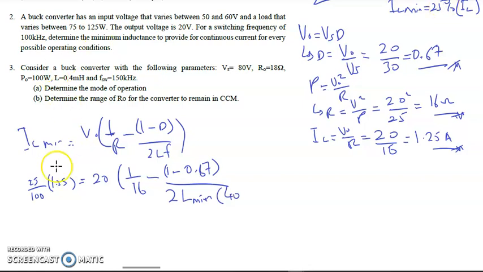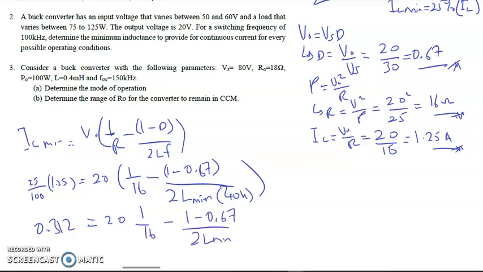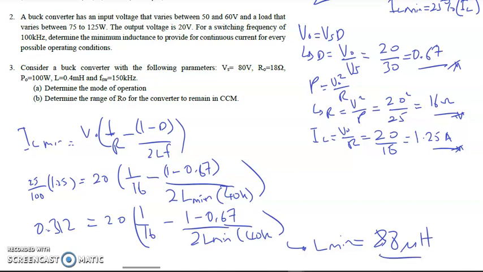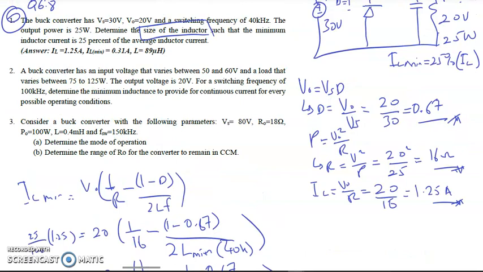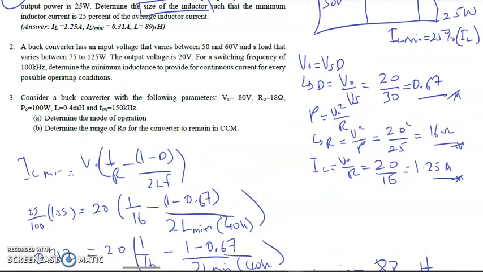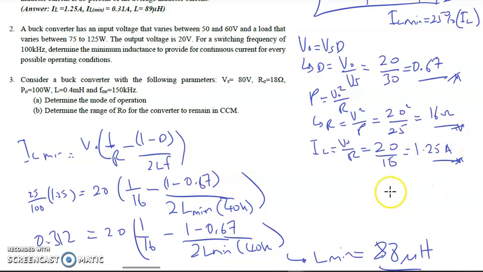So L here is L minimum. We are finding out the minimum inductor to produce this 25% of I L average, divided by 40k. So the I L minimum is 0.312 ampere, equal to the formula where we put in all the values. We shall get the L minimum of 0.88 microhenry. So this is the minimum inductor value to provide a minimum inductor current of 25% of the average.